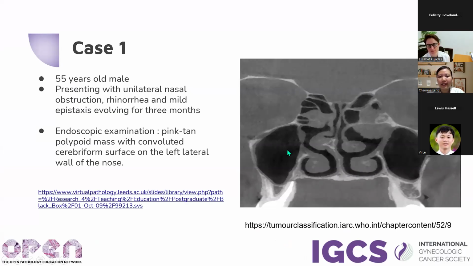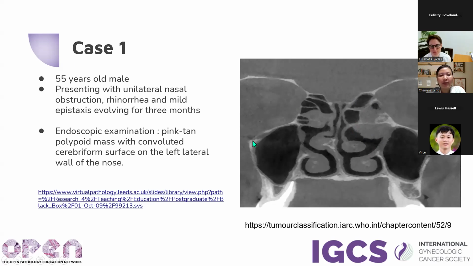This is a coronal section of a CT scan that shows a lesion on the lateral wall of the nasal cavity, and it's located in the middle meatus.